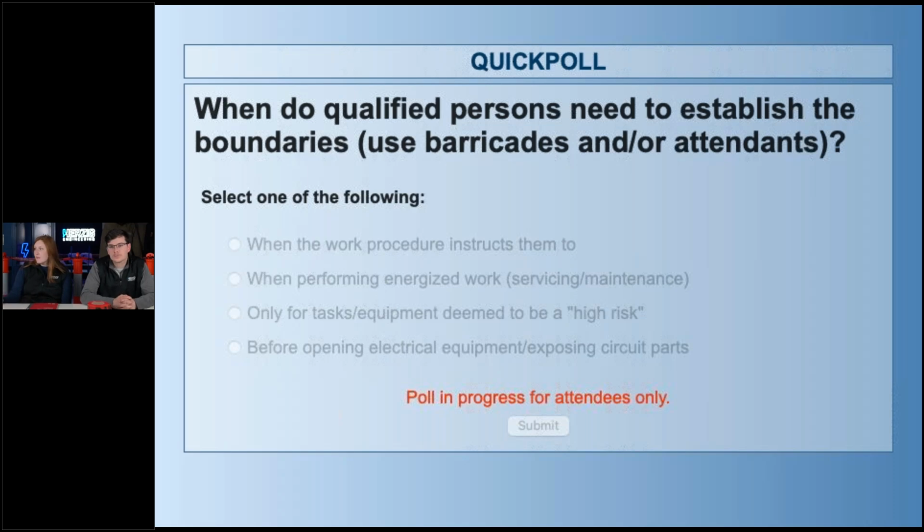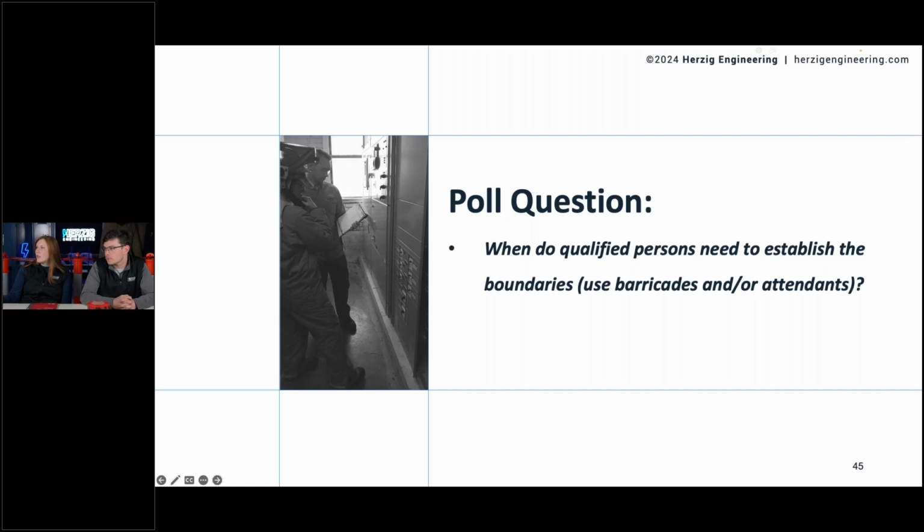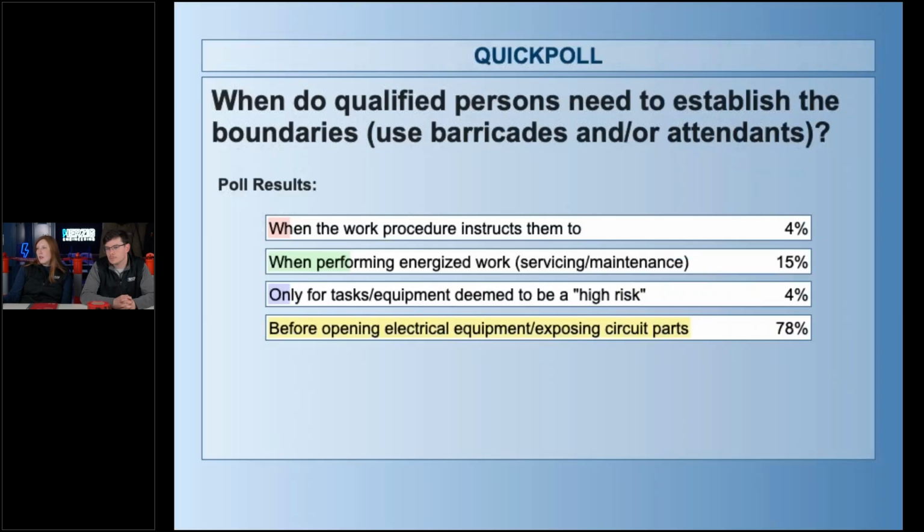All right, so I've given some time for people to respond, and most of you got it. I would say there is a correct answer here: before opening electrical equipment and exposing circuit parts. Okay, if there's a hazard, and remember, shock protection starts as low as 50 volts. So at 50 volts and above, I would argue you should be setting up your boundaries. Okay, that limited approach still applies, so you've got to set up at least that or the arc flash boundary.